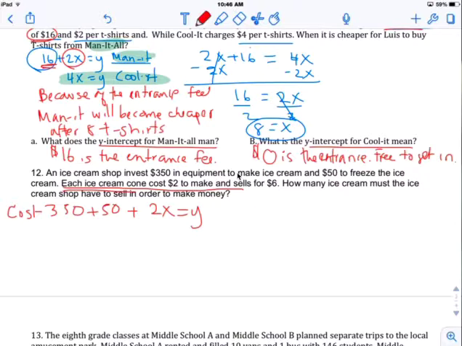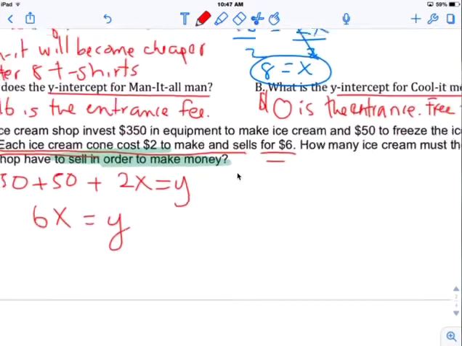And they're selling it for $6 each, right? So income is $6 each. How many ice cream must the shop sell in order to make money? When will they be making money? After the break-even point. Let's see how many they have to sell.